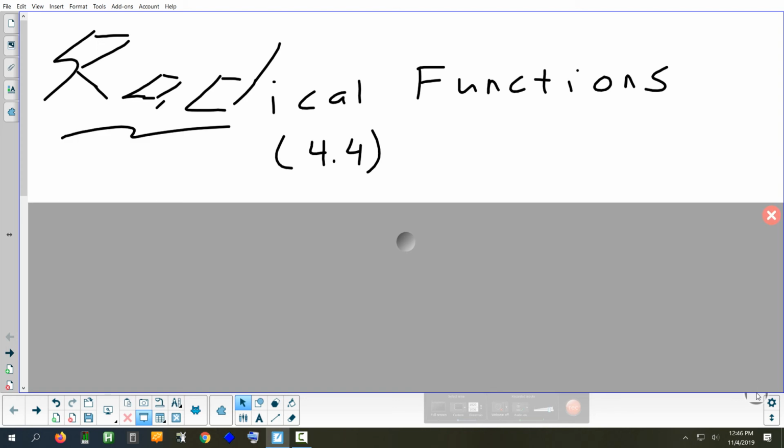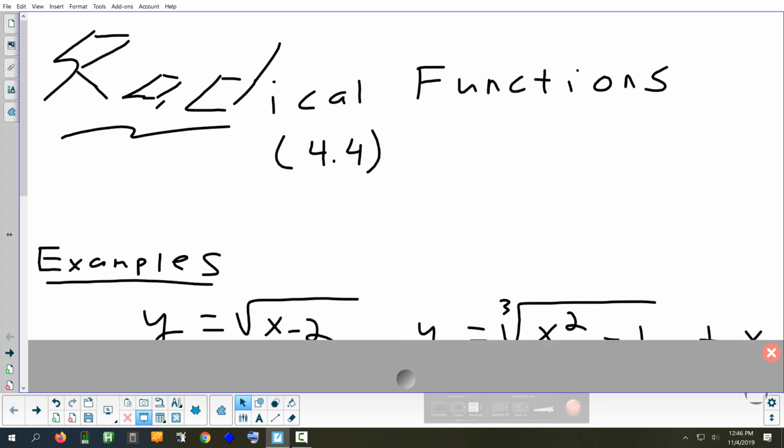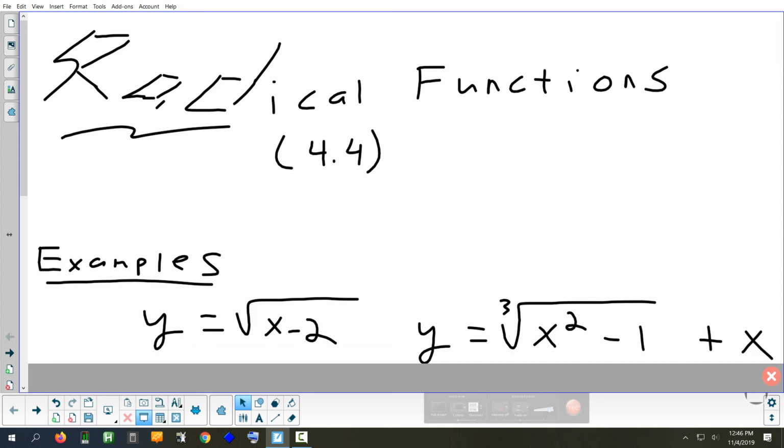Okay, so the first section we'll look at this week is 4.4, and it's on radical functions. Those are both examples of radicals. Basically, we're looking for functions that have a root in them. Okay, it could be a square root, a cube root, or any root.